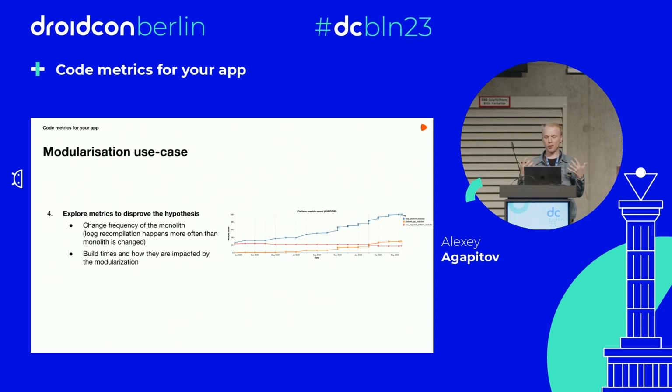So maybe the assumption that the monolith is causing the whole app to be recompiled for a long time is not an issue, because maybe it's changed only once a year. So if my hypothesis was not correct, then we would actually see it later on further charts.